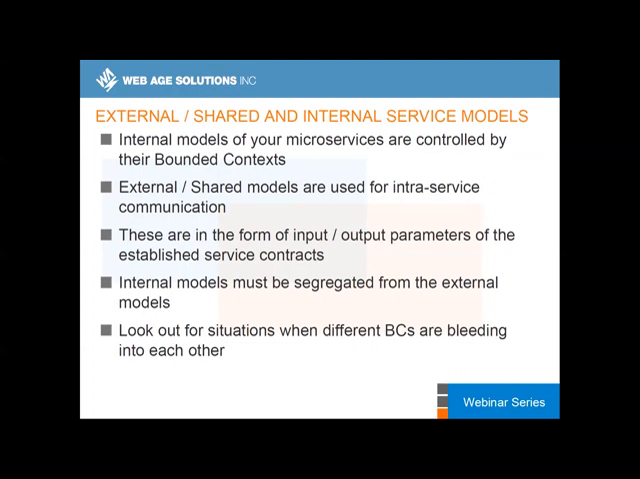So internal models and external models are things that need to be kept separate. Internal models are bounded by the bounded context, and the external models that are used as an external service or as a shared service of some sort should not overlap with your bounded context. So you just need to establish a contract between that external shared model, other subdomains, and your bounded context, your microservice. That would be a WSDL file.